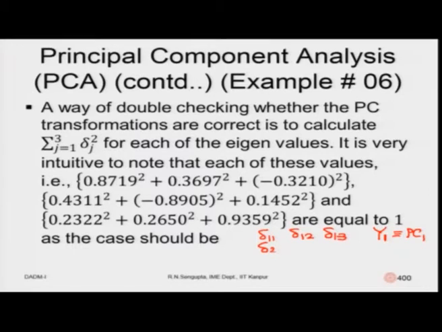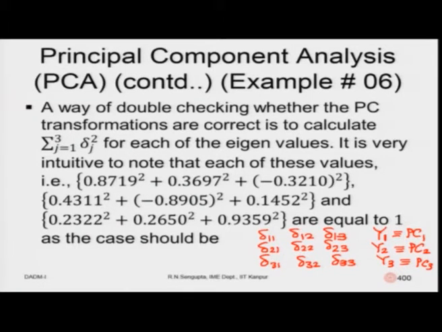Then we will have delta 2 1, delta 2 2, delta 2 3, which is corresponding to principal component 2. Then we will have delta 3 1, delta 3 2, delta 3 3, which will be corresponding to principal component 3, which is y 3, and you can go on accordingly.